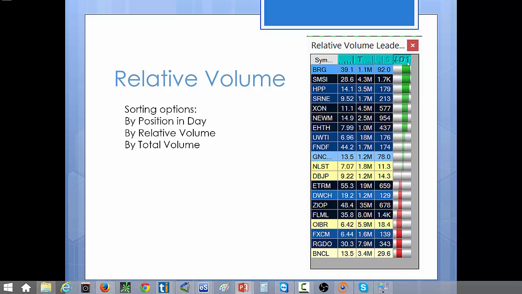Okay, so we can sort by position in the daily range. We can sort by highest relative volume. We can sort by highest total volume, or I can sort by highest relative volume in the last 5 minutes.